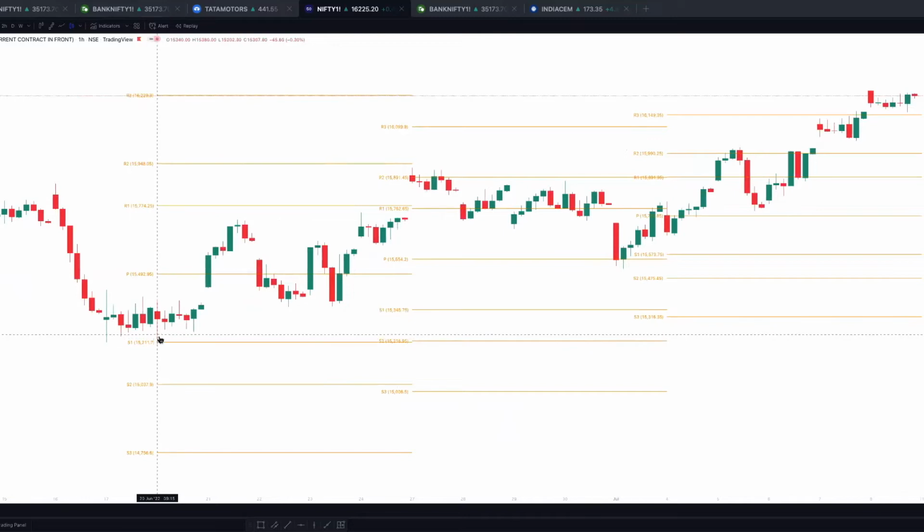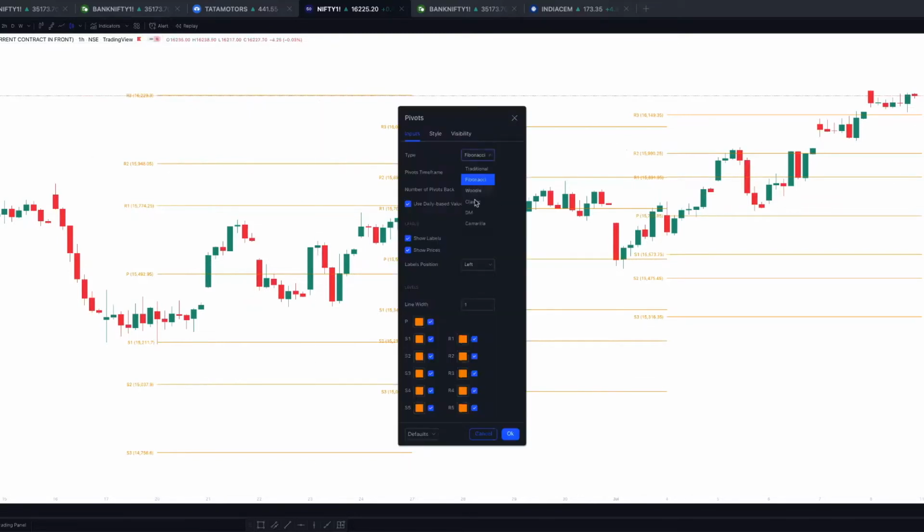There was some line over here somewhere. It can change over here. This line was over here, but it is still not changed. And I will come back to Camarilla.